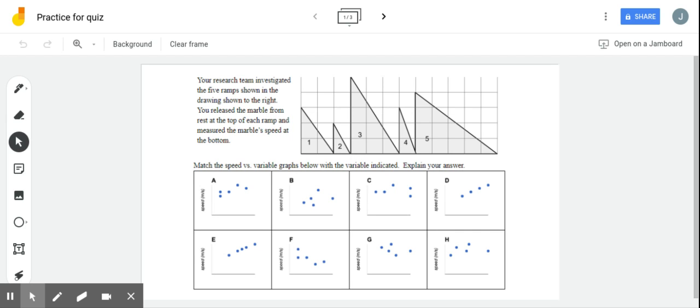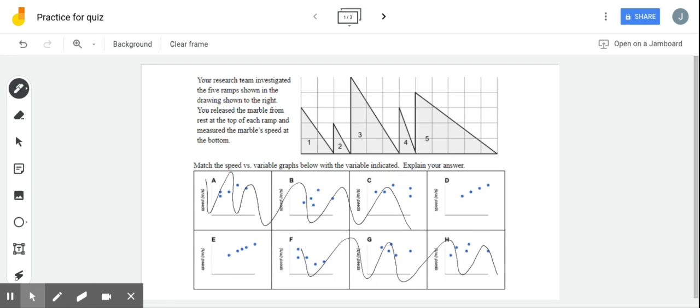Here is how we match the scatter plots for speed versus height, speed versus base, and speed versus slope to these 5 ramps. So we're going to start off with speed versus height. And we know that speed versus height has some sort of correlation or some sort of trend in the data, which means we have to get rid of A, B, and C, F, G, and H. D and E are the only 2 that show any sort of trend in the data. Now we have to pick D or E.